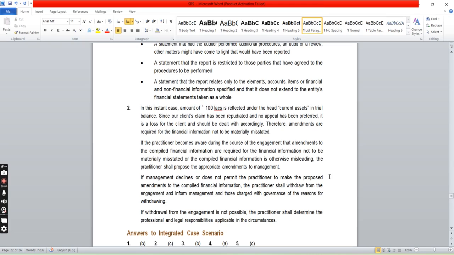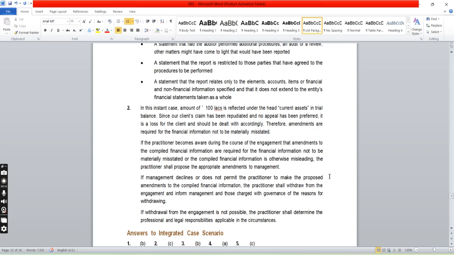In this instant case, the amount of 100 lakh is reflected under current assets in the trial balance. Since our client's claim has been repudiated and no appeal has been preferred, it is a loss for the client and should be dealt with accordingly. Therefore, amendments are required for the financial information not to be materially misstated.